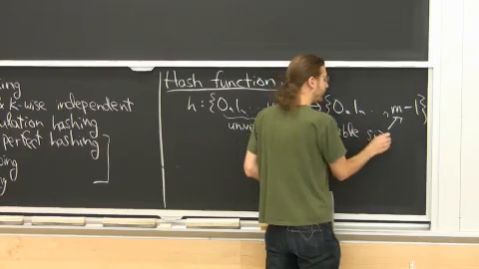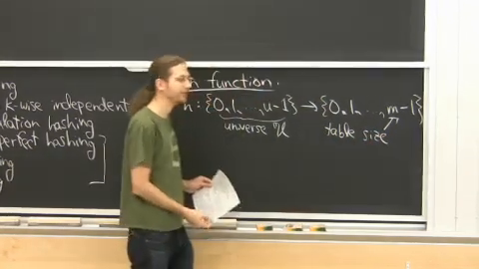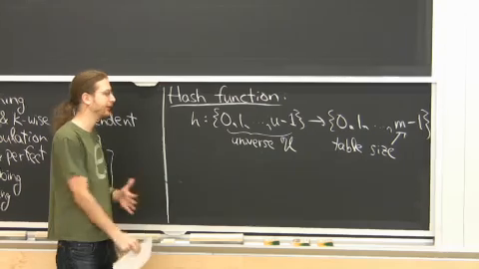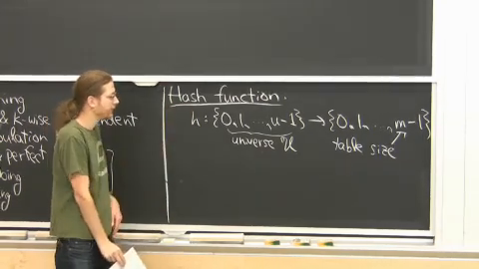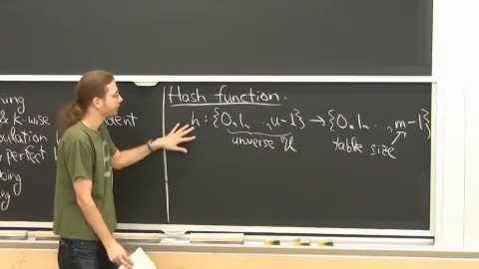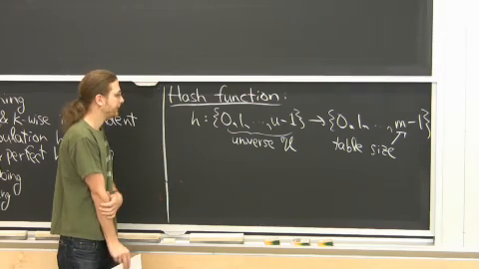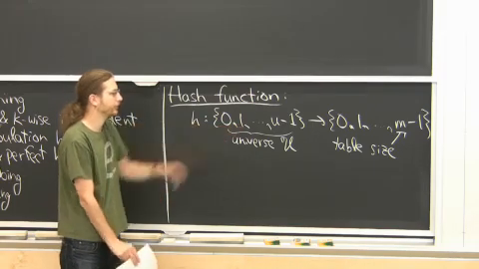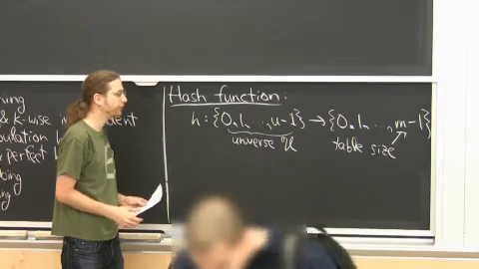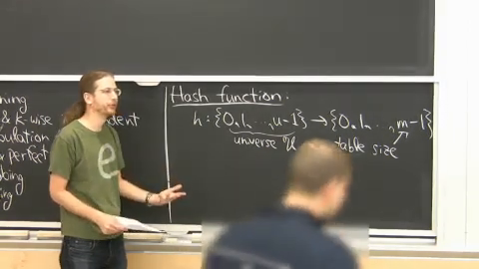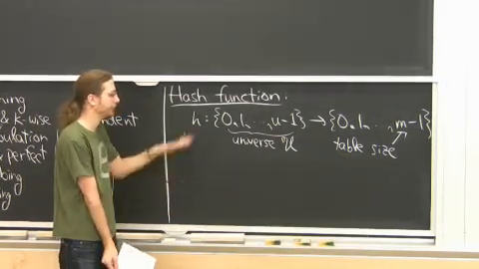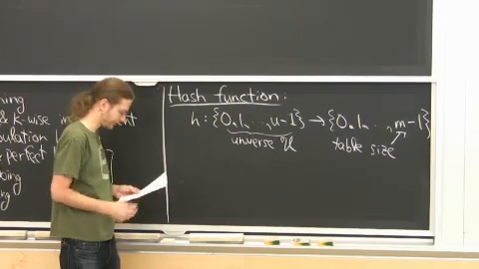And probably we want m to be about n. N is the number of keys we're actually storing in the table, but that's not necessarily seen at this level. So that's a hash function. M is going to be much smaller than u. We're just hashing integers here, so if you don't have integers, you map whatever space of things you have to integers. That's pretty much always possible.